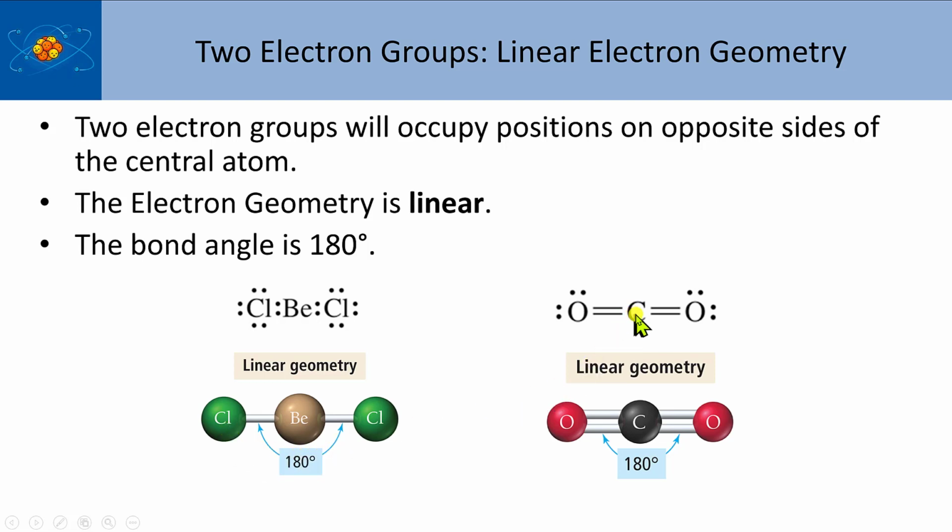Carbon dioxide also has 2 electron groups, even though they're double bonds, right? There's still only 2 electron groups. Here's one here, one here. So what beryllium chloride and carbon dioxide share in common is they both possess a linear electron group geometry and molecular geometry, and the bond angle is 180 degrees.